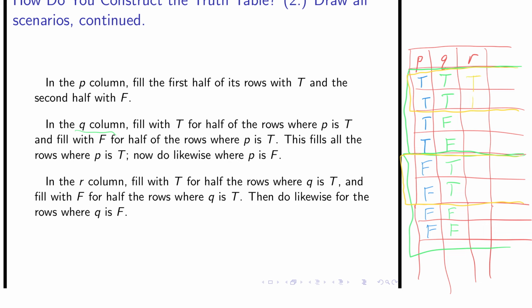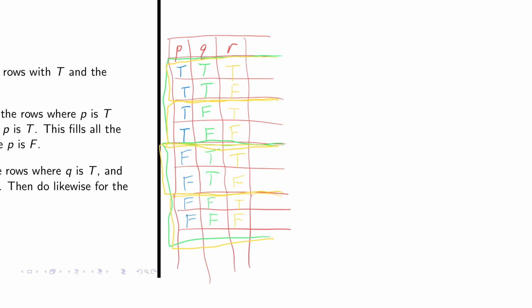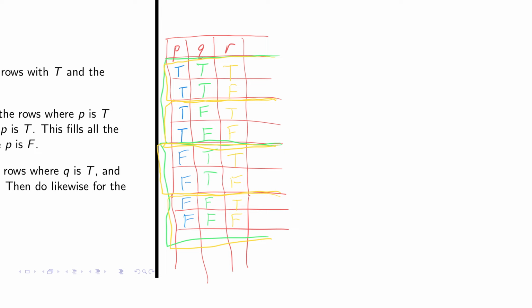So that's going to be true, false, true, false. And then we do it again where Q was false. So that's going to get you true, false, true, false. Now, I've described it this way, somewhat hoping that it makes sense why we do things the way we do, right? By filling it half true, half false, you've got both scenarios for P. And then inside of that, you've got both scenarios for Q, right?